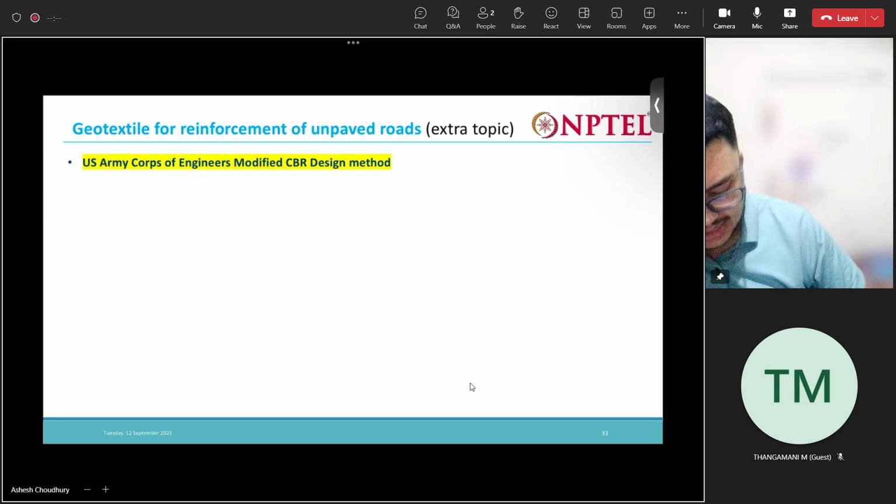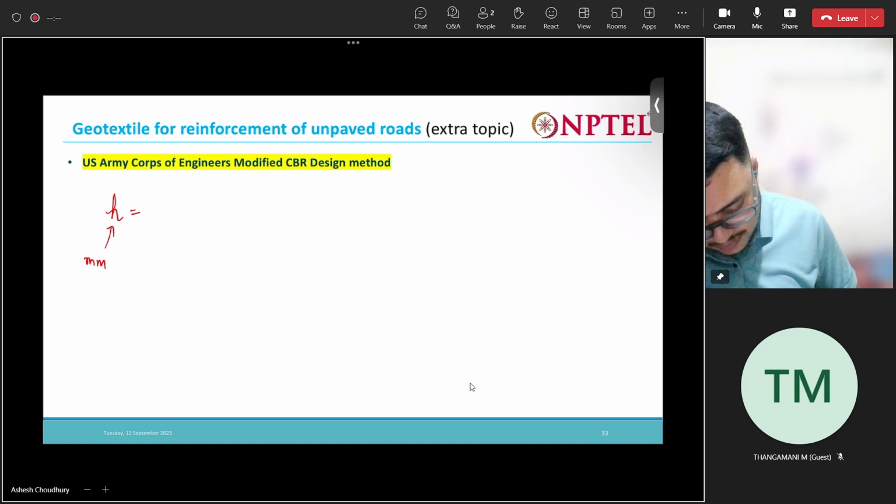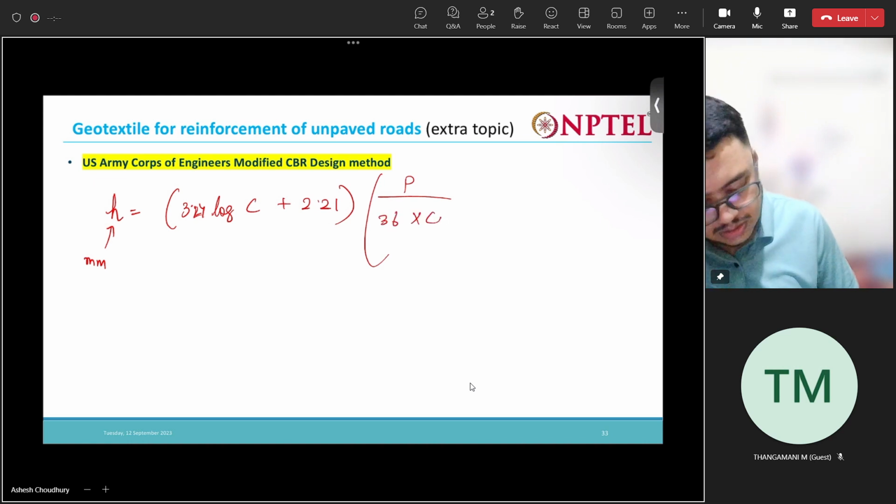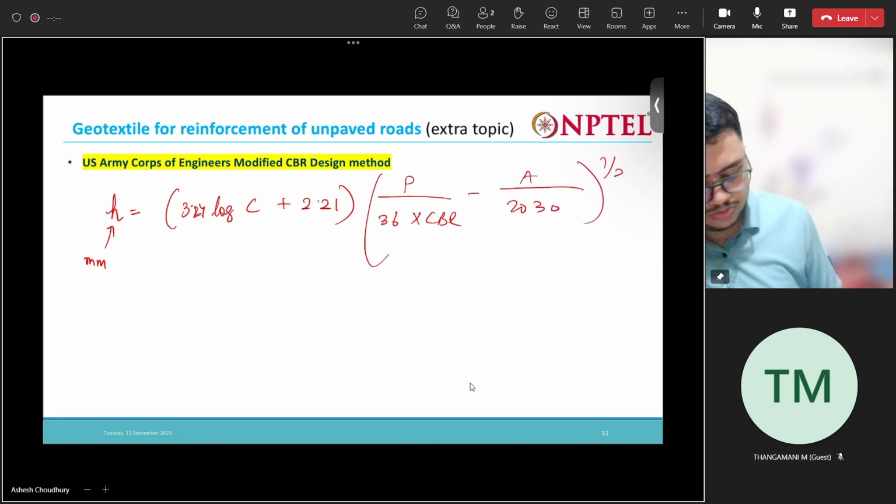Alright, so I will just write the expression for H, the aggregate thickness in mm. This is in mm, remember. It's given by H = 3.24 log C + 2.1, times P by 36 into CBR minus P by 2030 A, to the power 1 by 2. So this expression was given by the US Army Corps of Engineers.